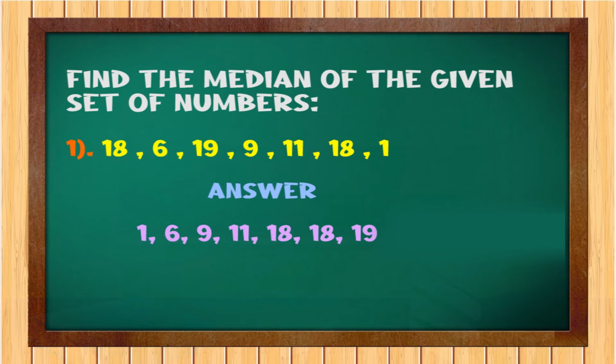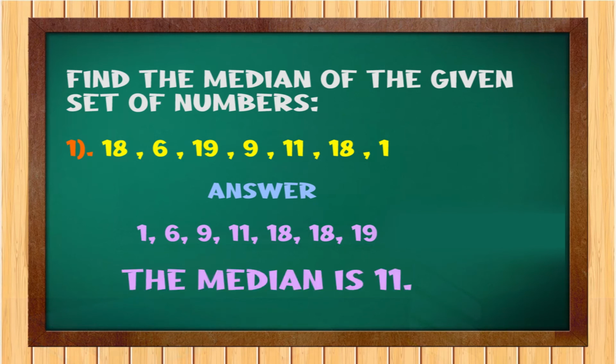We have 1, 2, 3, 4, 5, 6, 7 numbers in this set. Now, 7 divided by 2, we know we would get 3 point something. So we would count 1, 2, 3 in the first set, and from the back, let's count 1, 2, 3. And we see that 11 is left in the middle. So our middle number, or the number that falls in the middle, is 11. So our median for this set of numbers is 11.